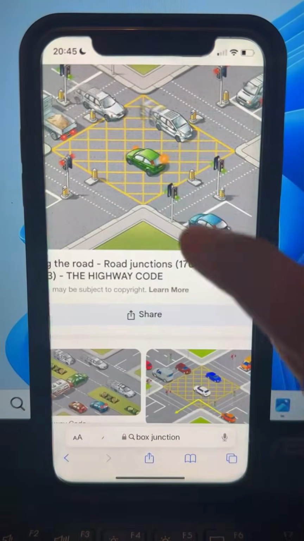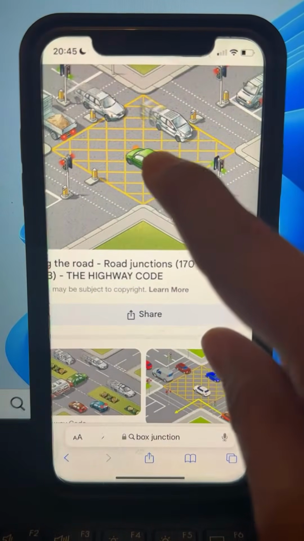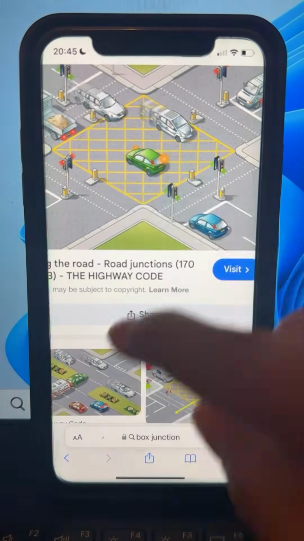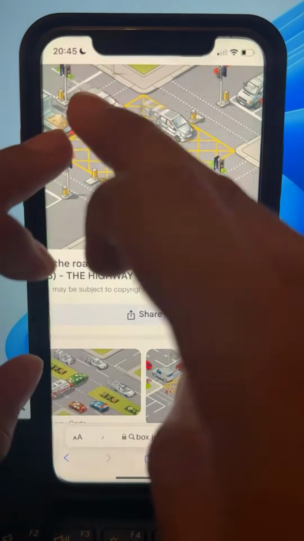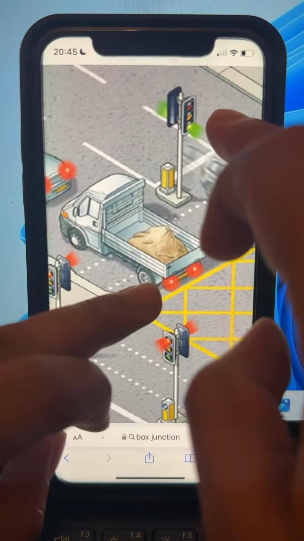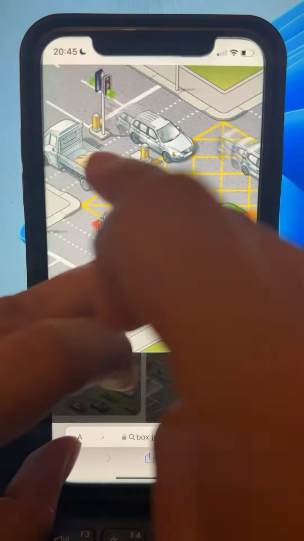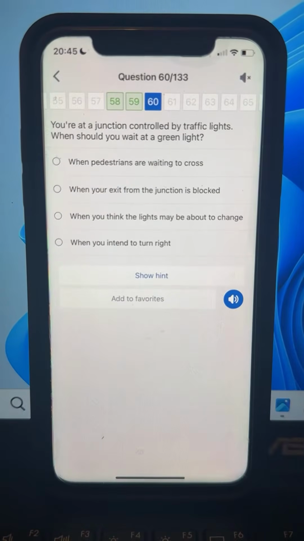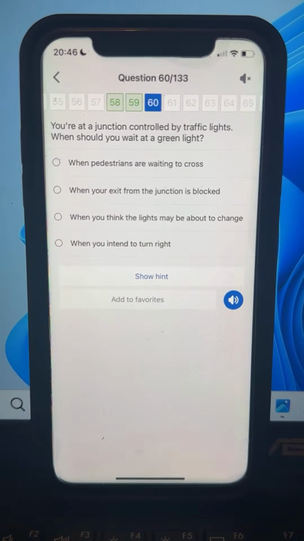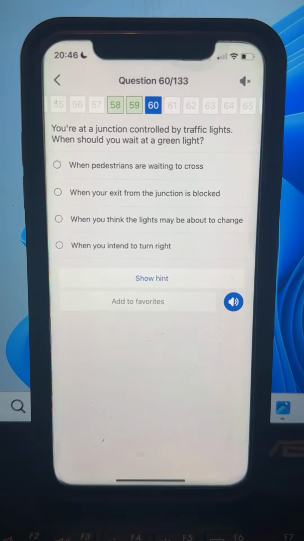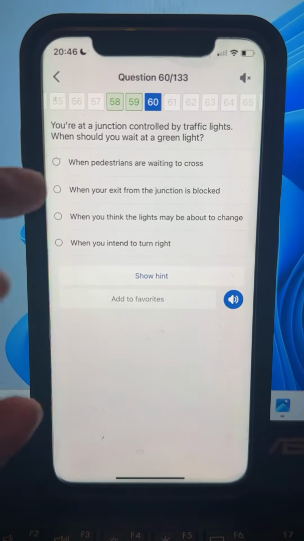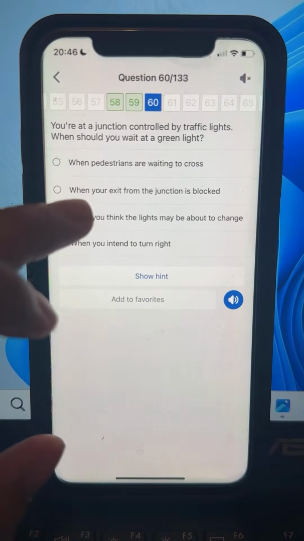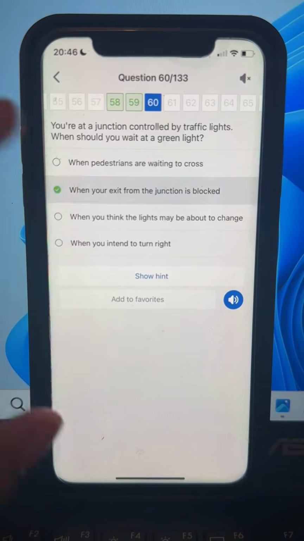So this one is waiting, this one is turning, waiting as well, stopping and waiting. But these are moving. The blue car is waiting on a green light because the exit is blocked with traffic. As soon as the traffic clears, she will go. Why am I saying she? It could be he, the driver. So when your exit from the junction is blocked with traffic, good. When your exit from the junction is blocked is the correct option. Yep. Good.